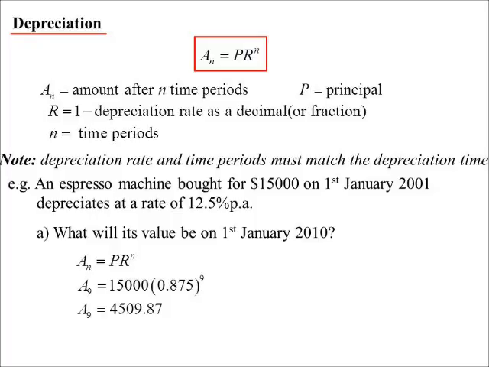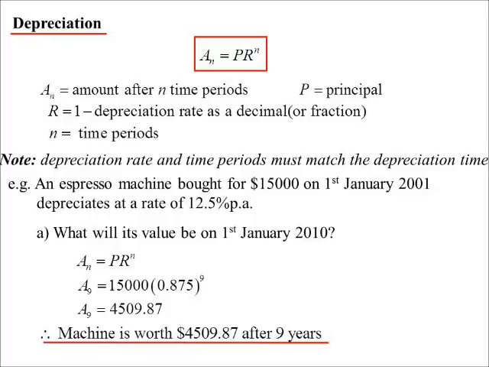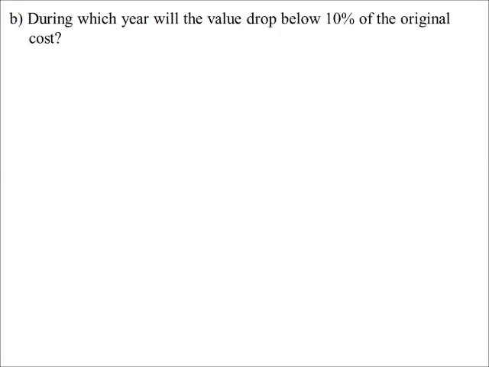9. Because if you're starting 1st of January 2001, it takes you 9 years to get to 1st of January 2010. You can see in those 9 years, it's depreciated down to $4,500. Loses value quite quickly. So when will it drop below 10% of its original value?